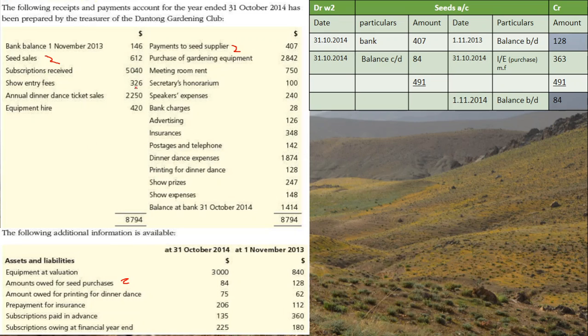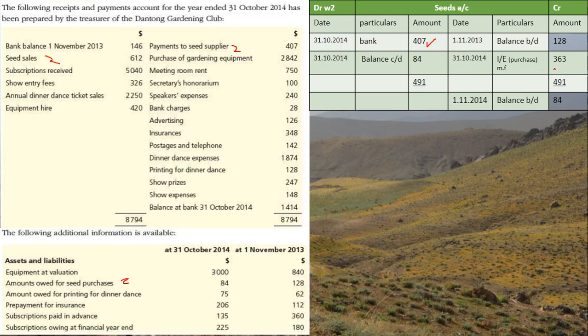So now we need to record this. So seed sales, you don't need to put in the ledger. Payment to seed suppliers, that we need to do because we are buying seeds. So when you buy seeds, seeds increases, seeds account debit, bank account credit 407. We are assuming that all payments are made through bank. So this comes here, and then the balancing figure becomes your purchase. You need to write income and expenditure. This is your balancing figure as a missing figure 363.